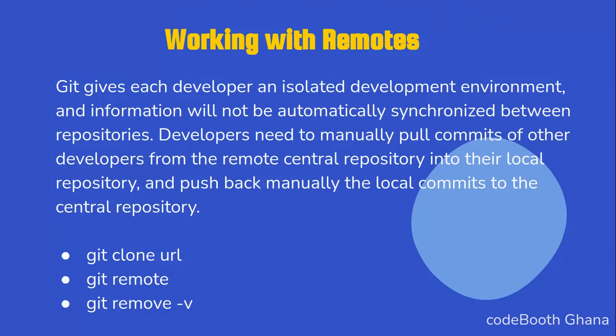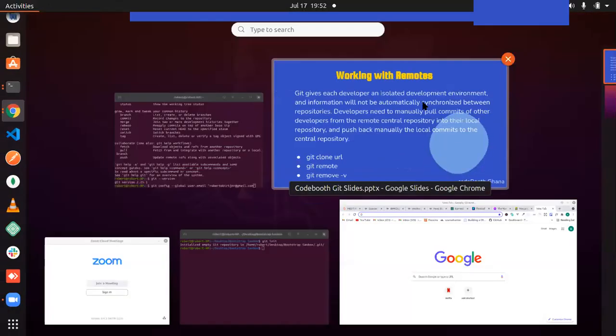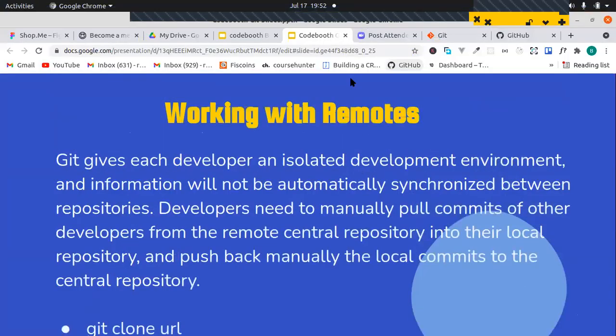So, as I'm saying, if we want to work on, let's say, e-commerce projects, all that you have to do is, the team lead will create a remote Git repository on GitHub. That is the first thing that you want to do. So let me demonstrate that quickly.